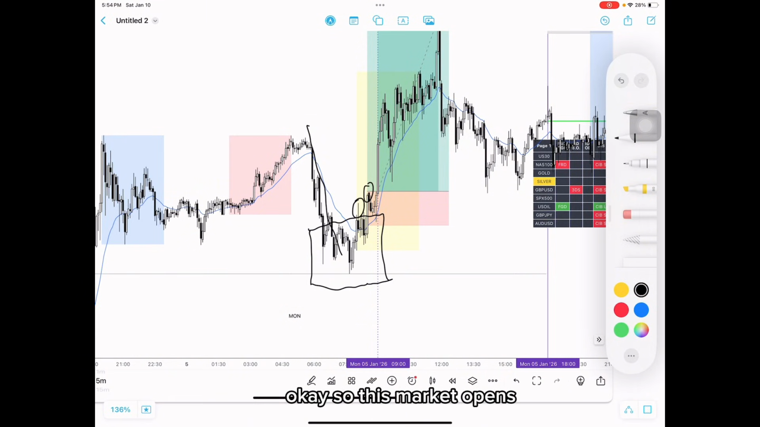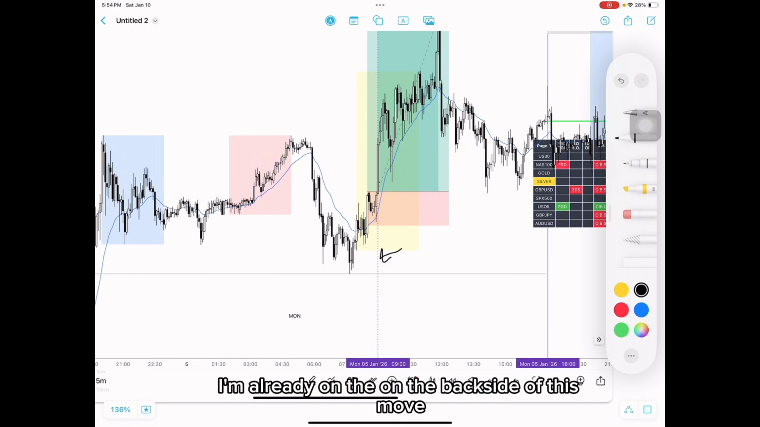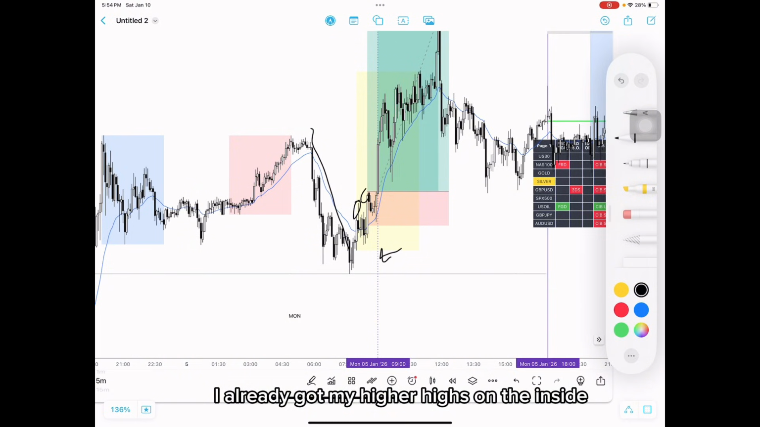Okay. So this market opens, let's see, this is a metal. So we're looking for this at 9, right? 9 o'clock is this purple dotted line right here. So after 9, guys, I'm already on the backside of this move. I've already got my higher highs on the inside. All right. I'm taking this pin hammer. I'm taking that pin hammer right there.